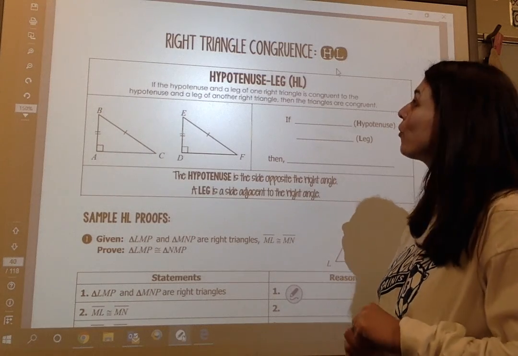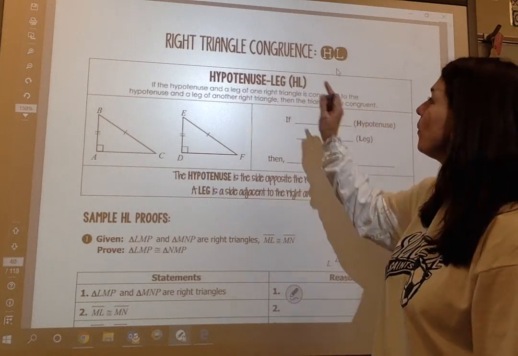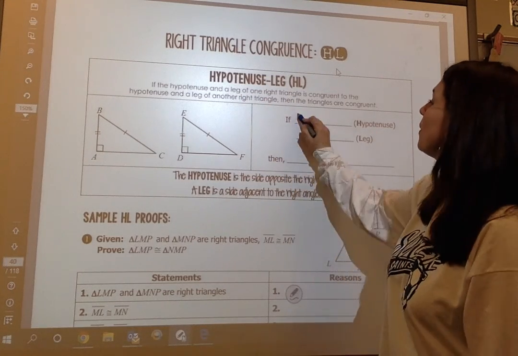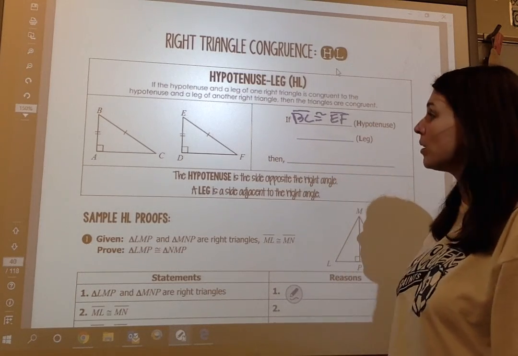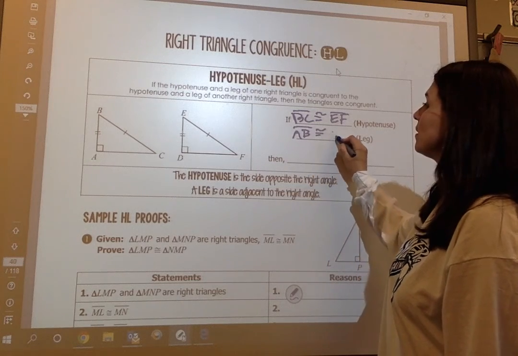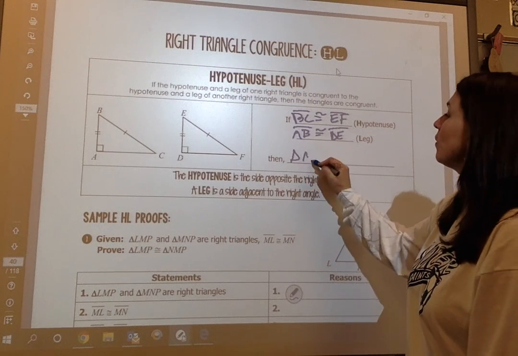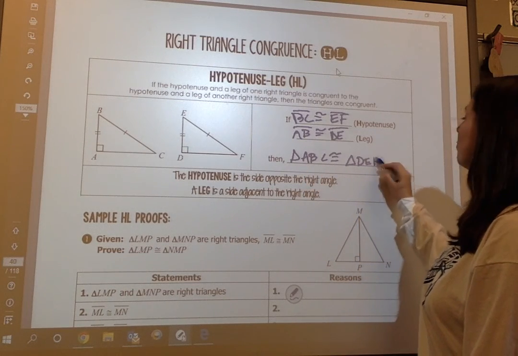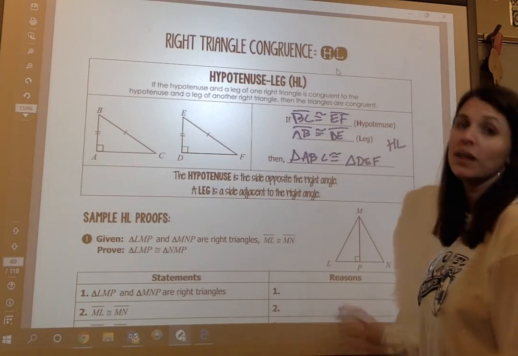Last triangles that are congruent gets its own video: hypotenuse, leg. So here we go. We know H stands for hypotenuse, L stands for leg. So if BC is congruent to EF, because that's my hypotenuse, and if AB is congruent to DE, a leg, then triangle ABC is congruent to triangle DEF because of HL. That's all I need to say. Hypotenuse and leg.